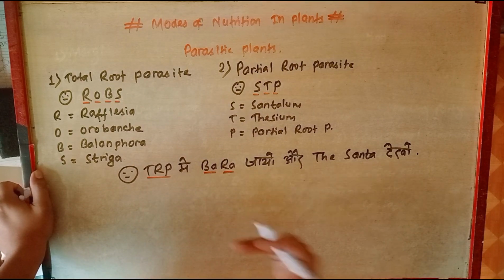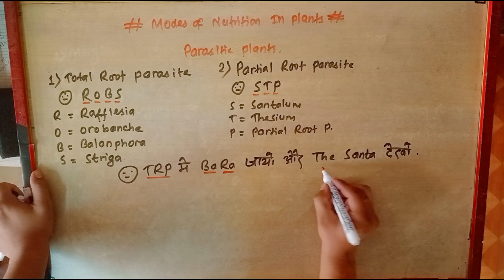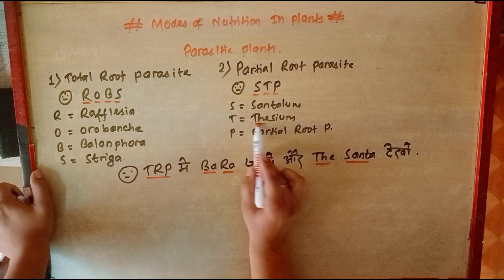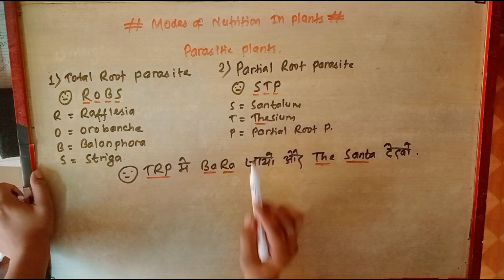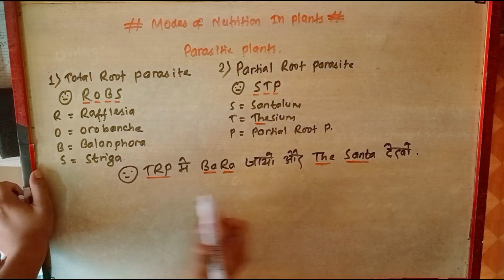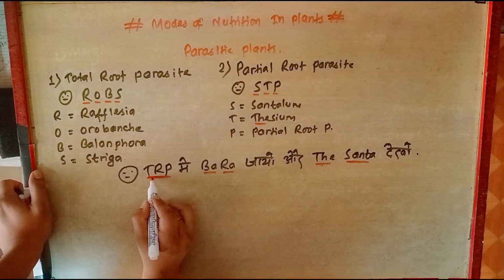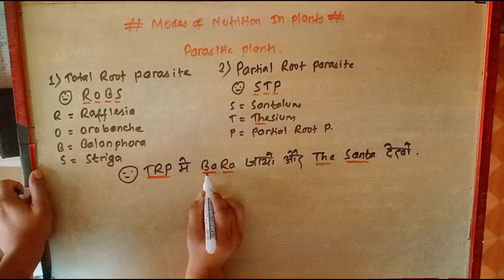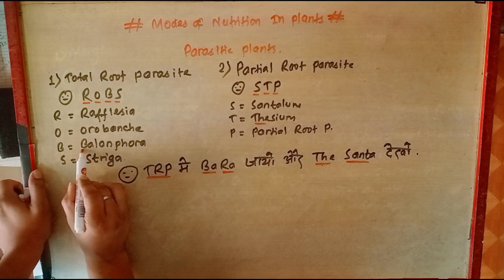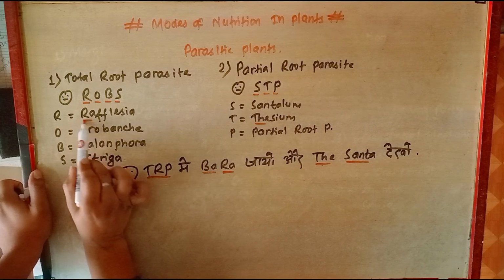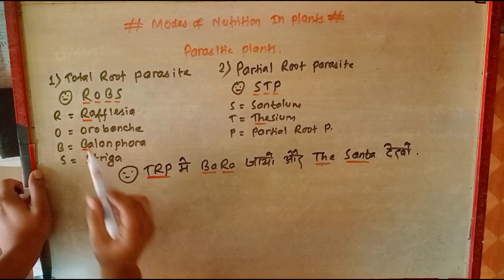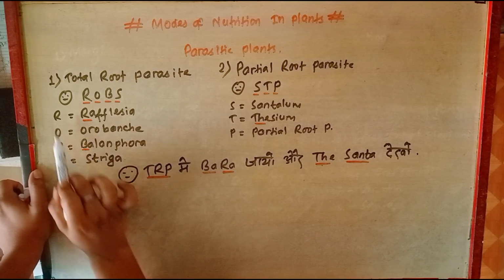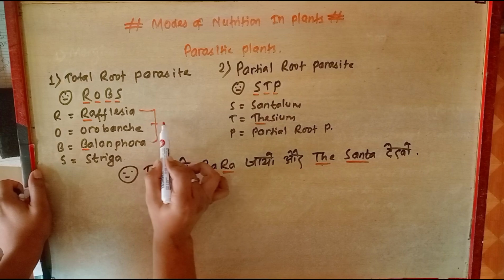of total root parasite. And the next is for partial root parasite, Thesium and Santalum. So TH is Thesium and Santa means Santalum. So this is for partial. And total root parasite, TRP, trip, total root parasite, we have Bara. This is the place name. So BA means Balanophora, RA means Rafflesia. And the one disadvantage of this is, for total root parasite there is the trick for only the names of two, that is Balanophora and Rafflesia, and these two are important.